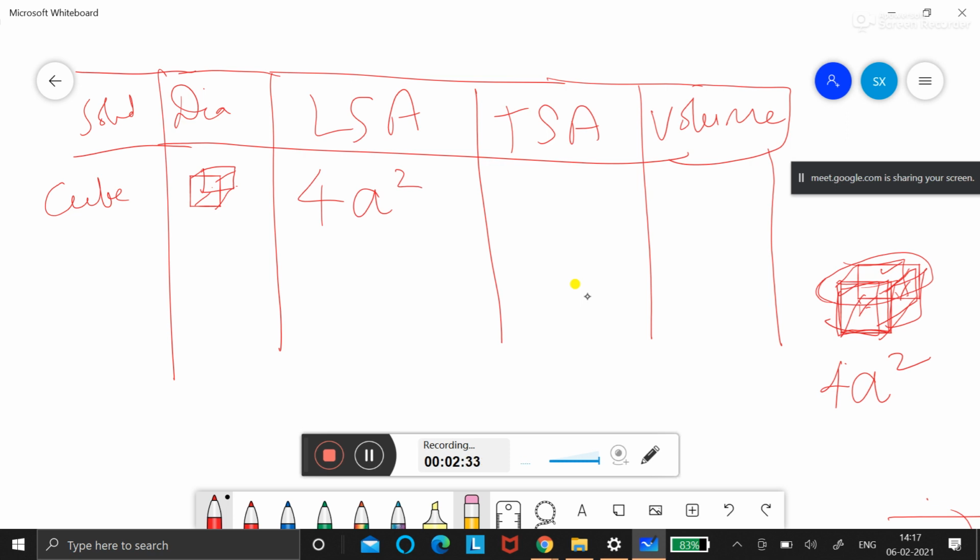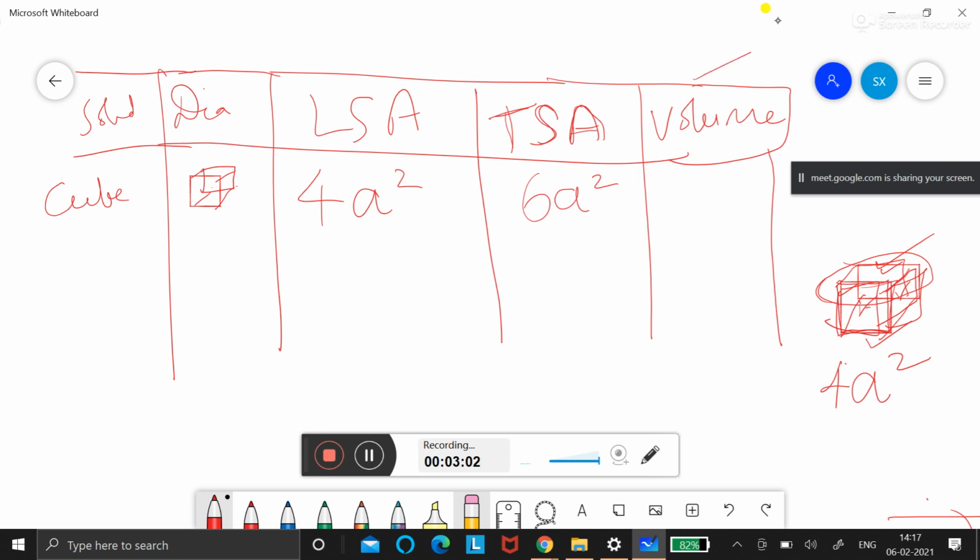Now TSA. TSA means total surface area. Suppose you take the top one and the bottom one as well. All are in the form of a square, so the area of the square is side into side, A square. So how many faces are there totally? Ma'am, 6 into A square. Very good. That is called TSA of a cube: 6 into A square.